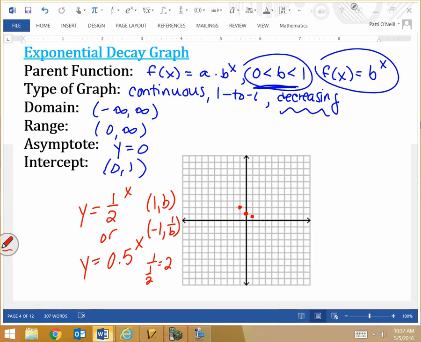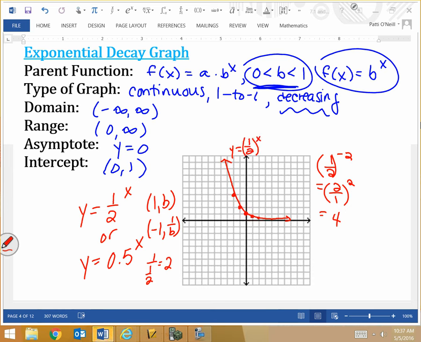If I do a couple more points in either direction, if I try -2, if x is -2, 1/2 to the -2nd power is the same as 2 over 1 to the +2nd power. I can take my exponent rules into account and say that's 4. So I will have the point -2, 4, and then I'll have the point +2, 1/4. So we're getting closer to the x-axis. My graph here, my dots, looks something like that.